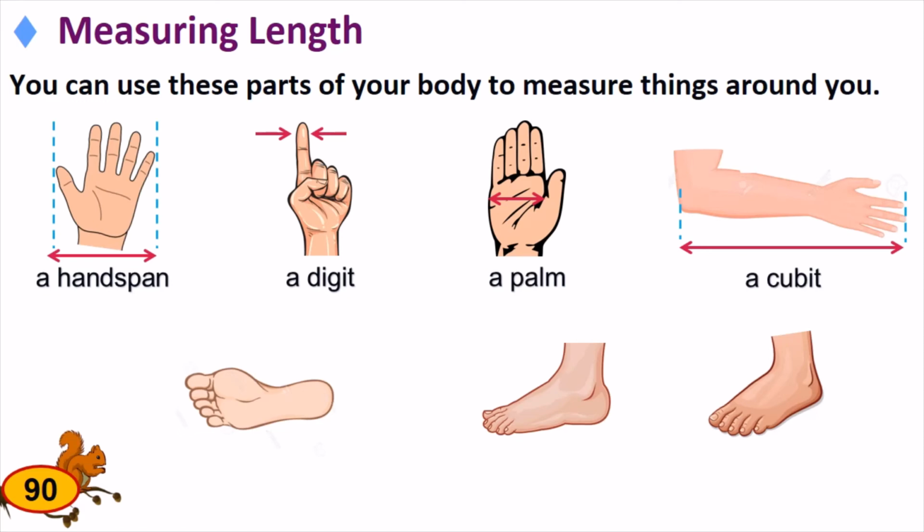Next, you can see a footprint. Here you can see two blue lines near the footprint. Yes. So the footprint is the distance from the tip of the toe to the heel of the foot.